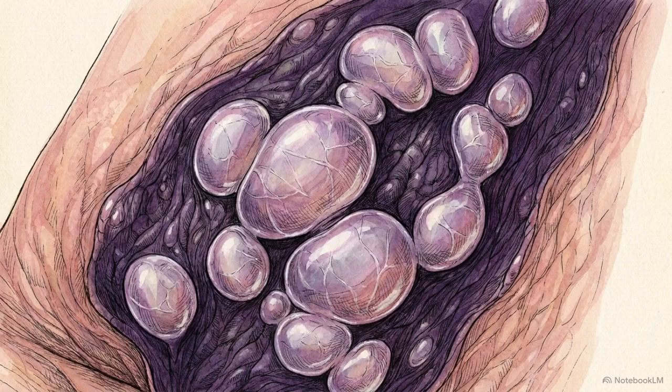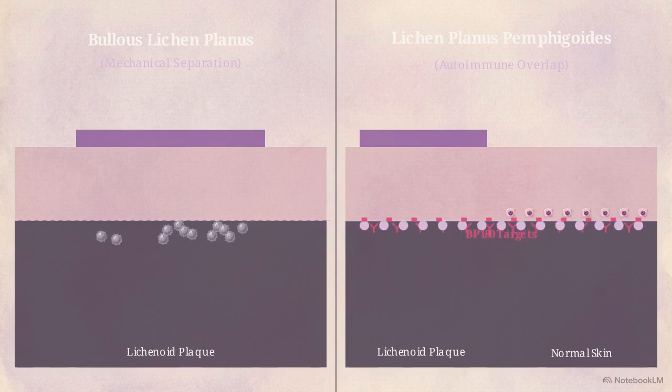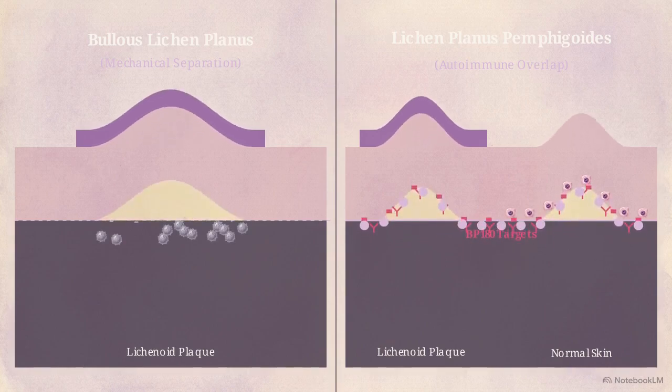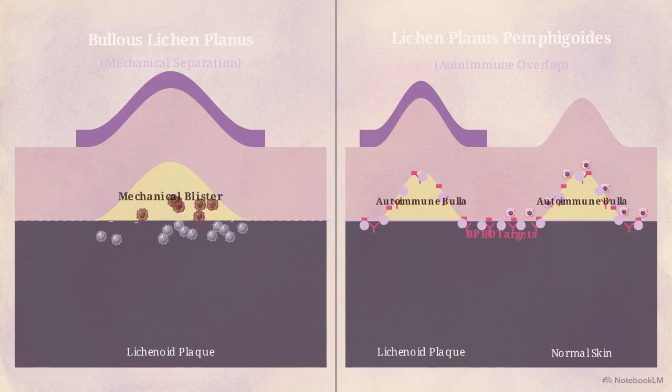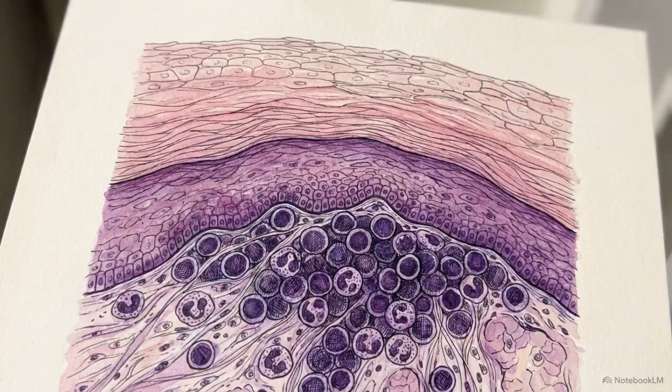Because the blisters are a direct mechanical consequence of interface destruction, they form strictly within existing violaceous lesions. Lichen Planus pemphigoides is a true autoimmune overlap where antibodies target the BP180 protein. Tense bullae erupt on both lichenoid plaques and clinically normal skin, and direct immunofluorescence reveals a distinct linear band of IgG and C3 along the basement membrane.